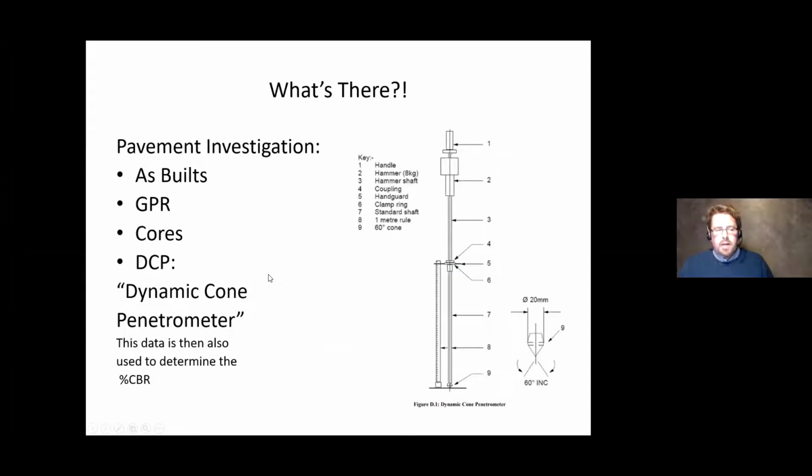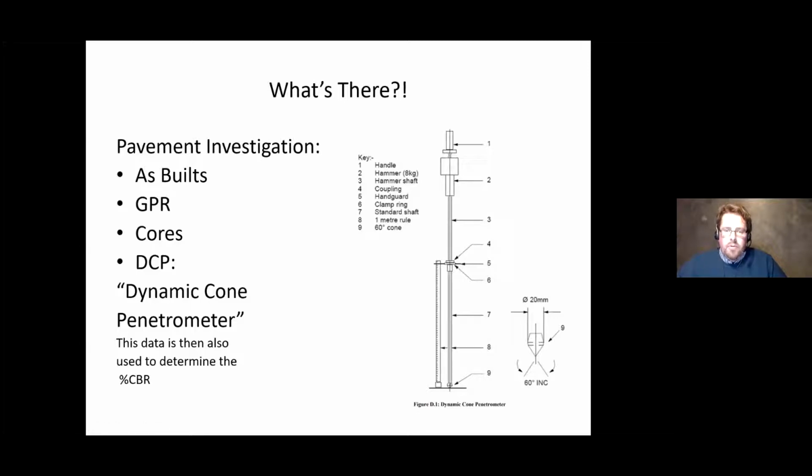Your DCP, dynamic cone penetrometer, is usually used to determine subgrade performance. That's what it's supposed to be used for, but in this country, we're great at using it for testing granular performance. Effectively, this pole is driven down by a weight, an 8 kilogram hammer, which is dropped through a specific length.